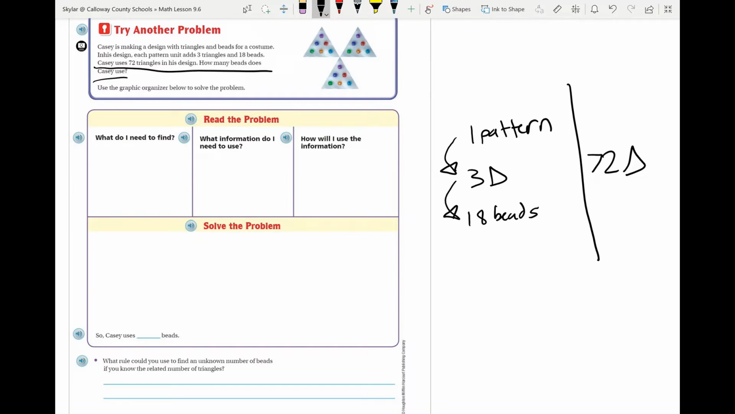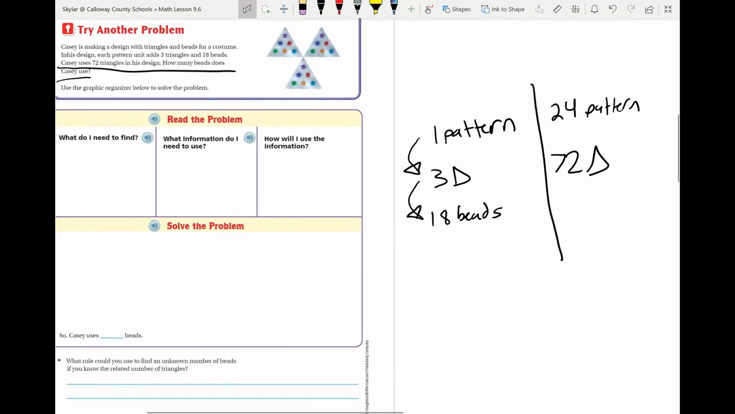So, to get from pattern to triangle, it looks like we're multiplying by 3. So if we want to go backwards, we just have to do the opposite, which is dividing by 3. So if we divide 72 by 3, we figure out that we'll have 24 for our pattern. And that's just going to be important for future problems, being able to work up and down this little pattern right here.